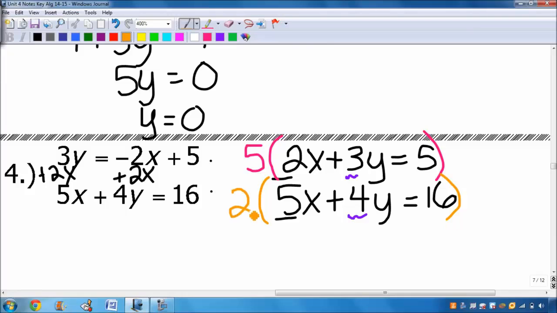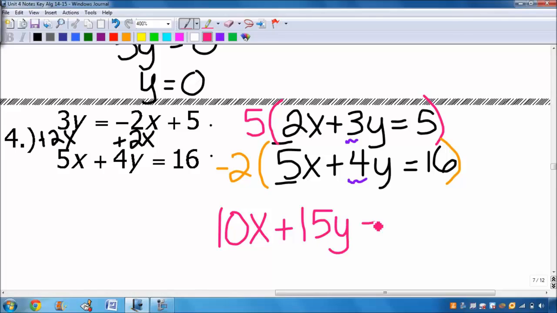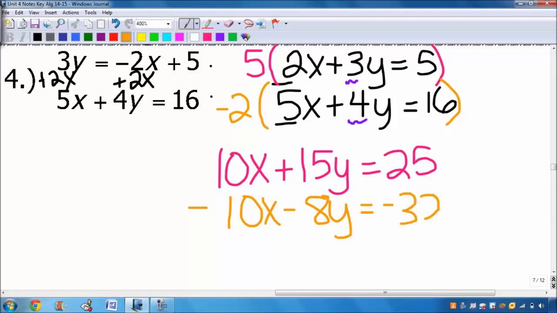But before I do any of that, 10x and 10x, when I add them together, will not cancel each other out. I need one of these x's to be a negative 10x. So I'm going to multiply the bottom equation by a negative 2. Again, you can choose to do it to the top or the bottom. So the top equation turns into 10x plus 15y equals 25. Okay? And the bottom equation turns into negative 10x minus 8y equals negative 32.